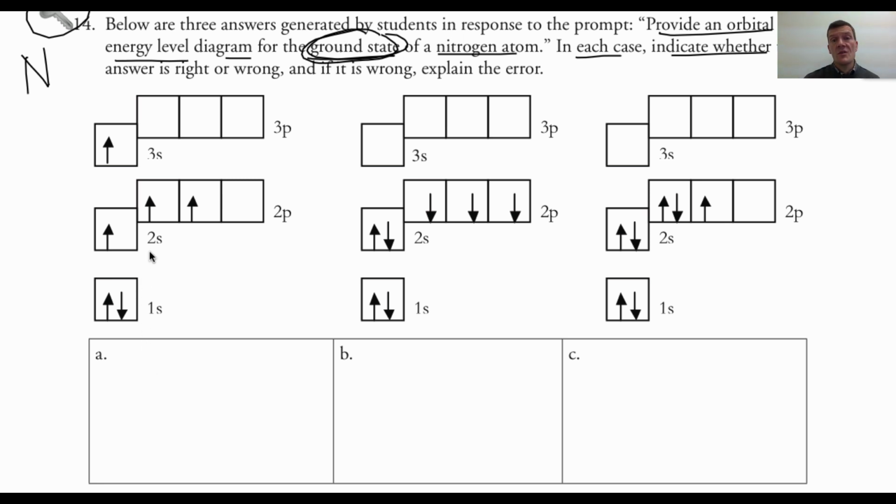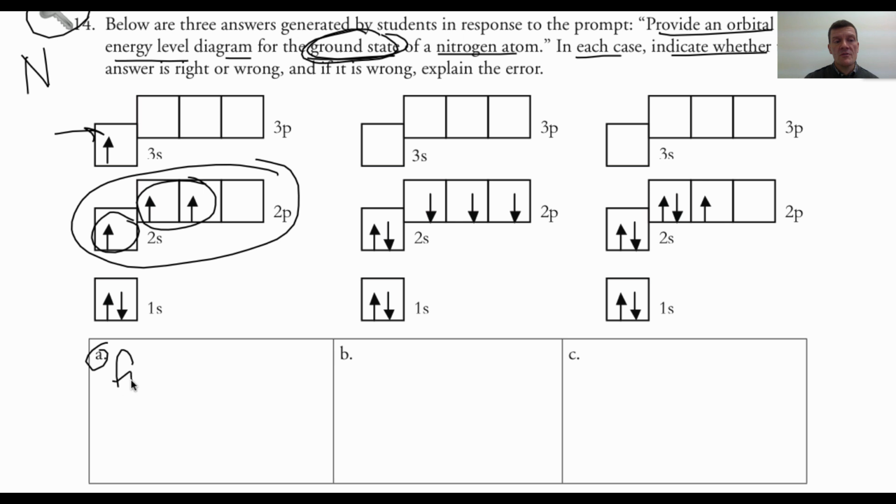Okay? Well, that's the problem here with A. Notice that you jumped up to the third energy level before the second one was full. And you also did it here. You started to fill a p orbital before the 2s was full. So you broke one of the rules. You are filling higher energy prematurely, okay? Too soon.